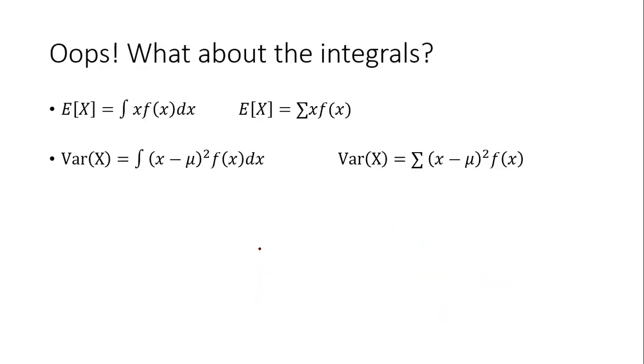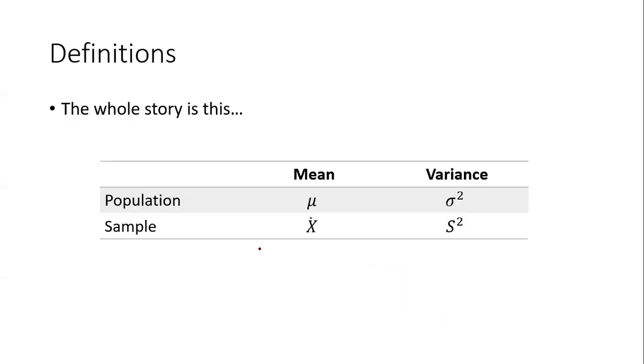Okay, so the whole story is, we are interested in the population. We are interested either in their mean or their variance. But most of the time it's impossible, or very, very expensive, to find the real mean and the real variance. Okay.